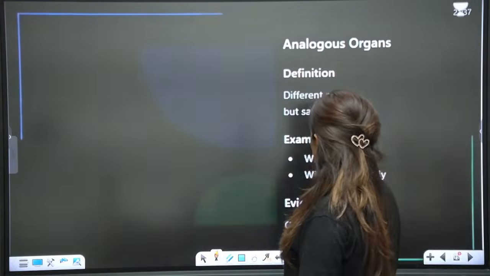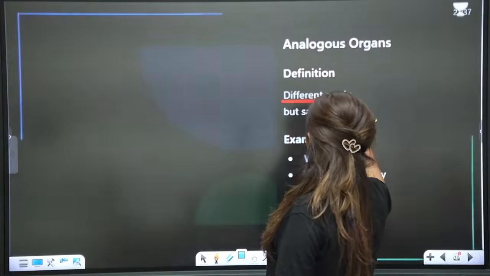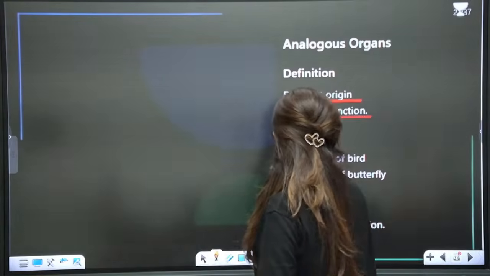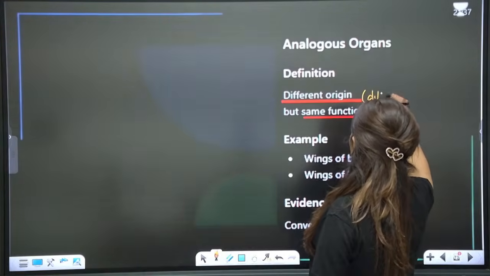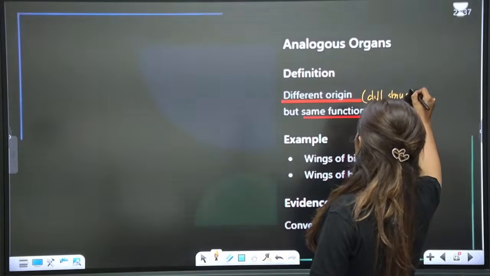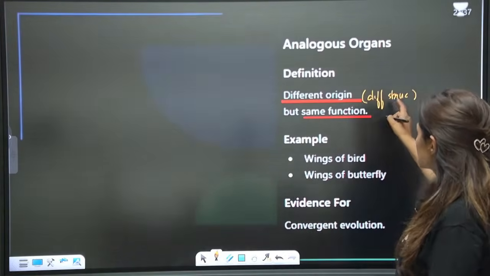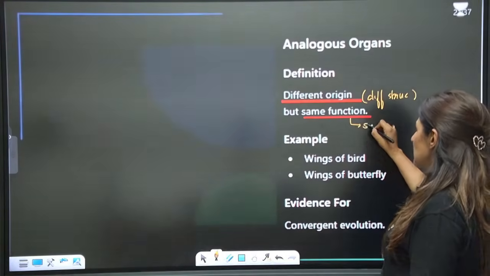Then we have analogous organs. Analogous means different origin, same function. If there is a different origin, meaning different structure, the function would be the same. Now why are different structures performing the same function? Because of the same habitat.